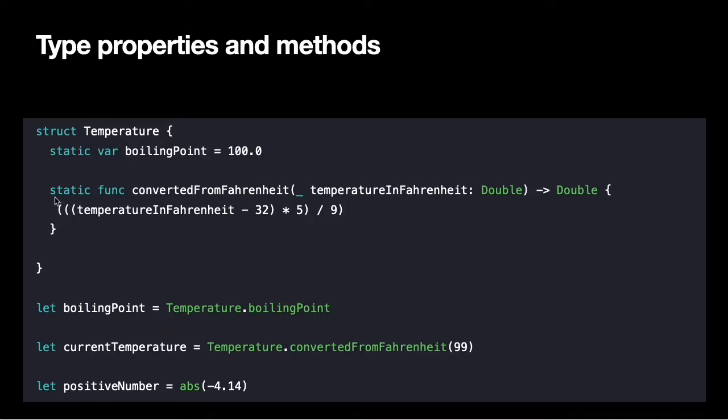We can also have static methods where the method belongs to the type as opposed to any instance of the type. And here we can have a static method which converts from Fahrenheit to Celsius. And we pass in the Fahrenheit value, we get the Celsius value out. We do not need to instantiate any instance of Temperature.